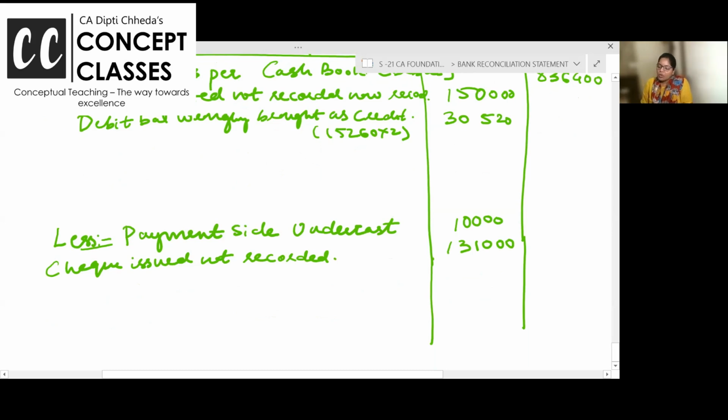So now, of the total checks which you have issued, only some checks were encashed. So now what should I write? Check. When I issued the check, I credited. So now what should I do? Debit. Check issued but not presented for payment.